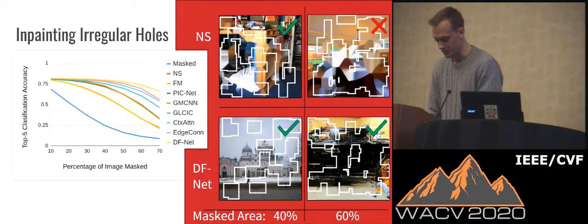So here's a sample of the results. This chart shows how the average top 5 scene classification accuracy decreases as the masking level increases. On the right is a selection of some inpainted images. The top row depicts the traditional Navier-Stokes algorithm, and the bottom row is generated by the learning-based method Deep Fusion Network, with a check mark indicating a correct classification.